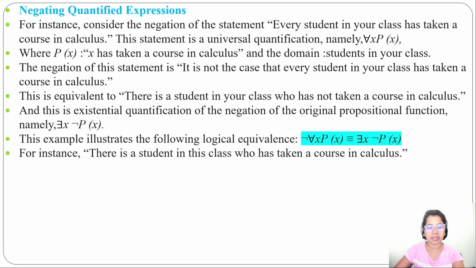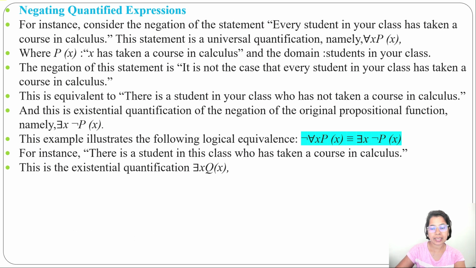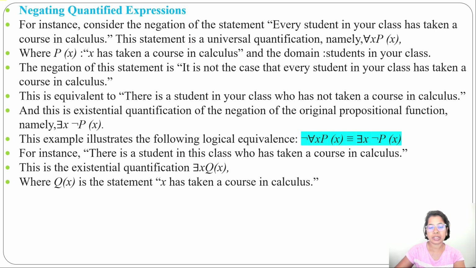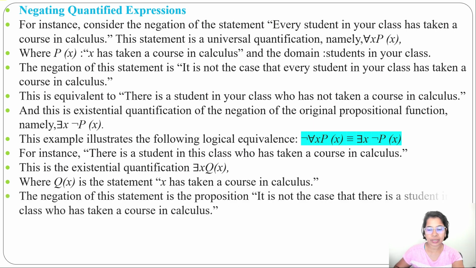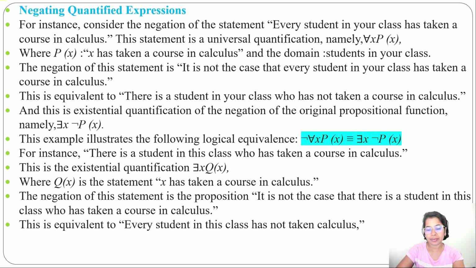Let's see another example. There is a student in this class who has taken a course in calculus. We can write this by existential quantification: there exists x, Q(x). Here Q(x) is: x has taken a course in calculus. So its negation will be: it's not the case that there is a student in this class who has taken a course in calculus, meaning not a single student has taken a course in calculus. So every student in this class has not taken calculus. Both are equivalent like this.